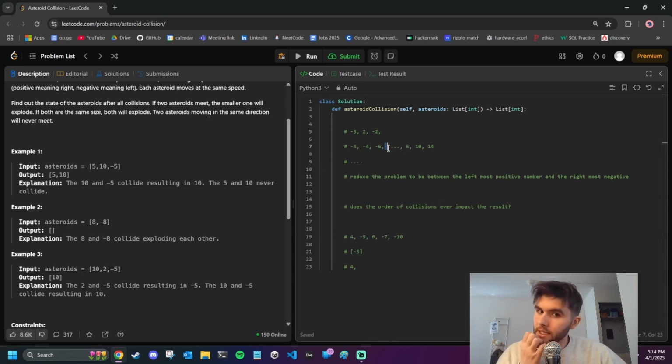Okay, so it might not necessarily be condensed to just one asteroid, because then this would become part of this left group. So okay, we'd add -5, and then we'd encounter a 6. So if this was -7, for instance, we would just add it to the stack. And we just keep adding to the stack, I believe.